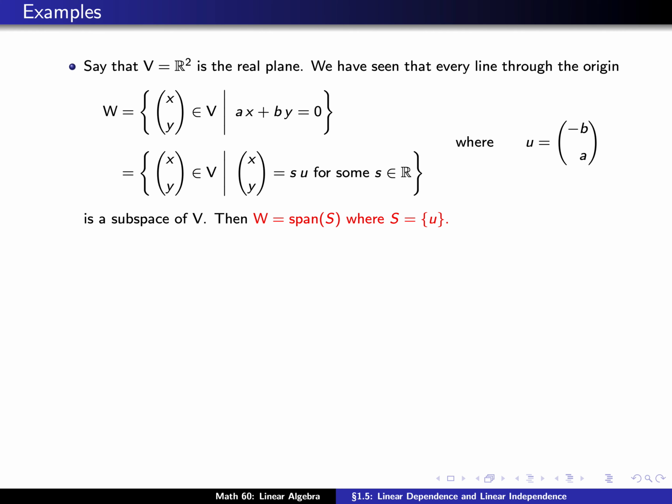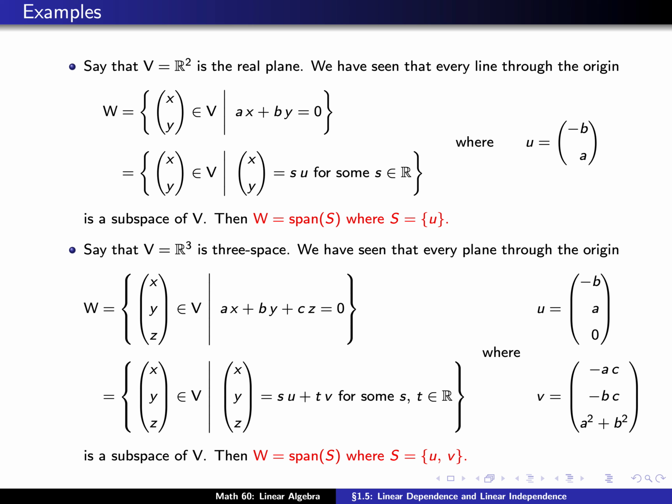Going back to the examples from before, we can rethink of these in terms of span. Going back to the real plane, we see that every line through the origin is actually the span of some vector u, namely the direction we could pick here to be negative b. Similarly, in three-dimensional space, every plane through the origin is the span of two vectors, u and v. We can think of the span now as saying that we can move in two different directions in our plane, the u direction and the v direction.